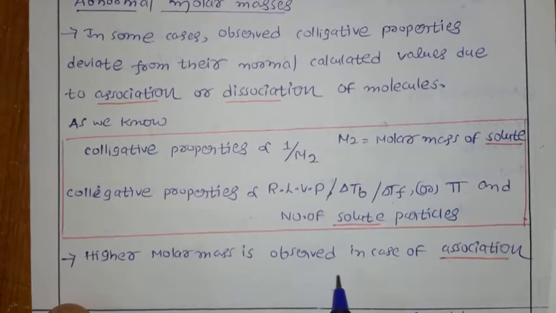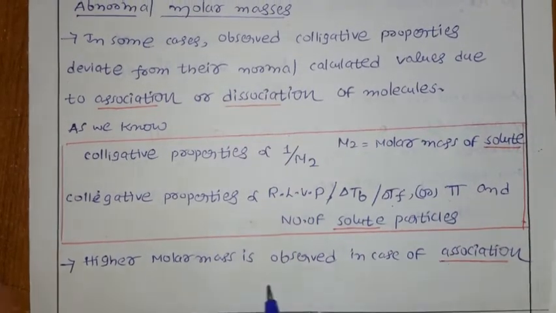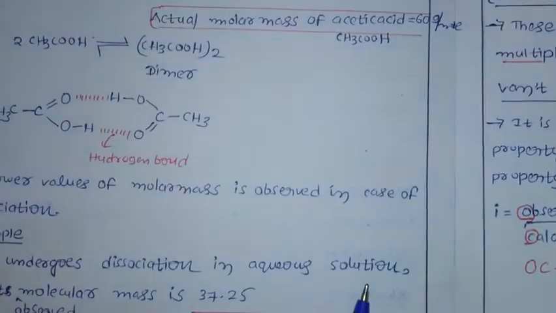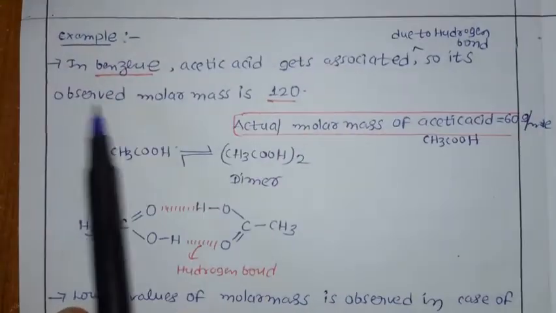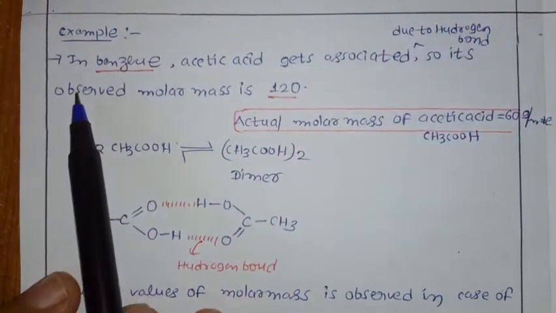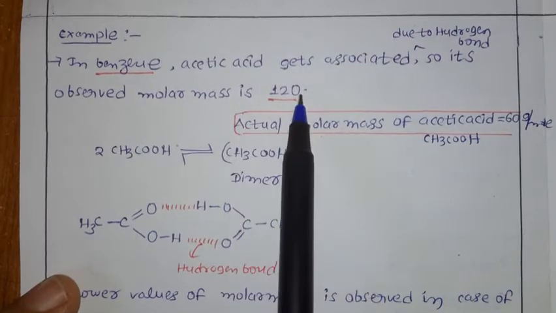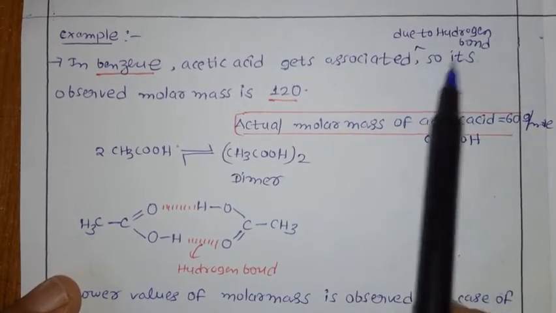Now let us see: higher molar mass is observed in case of association. So molar mass will increase if the solute undergoes association. How? For example, in benzene, acetic acid gets associated due to hydrogen bonding.